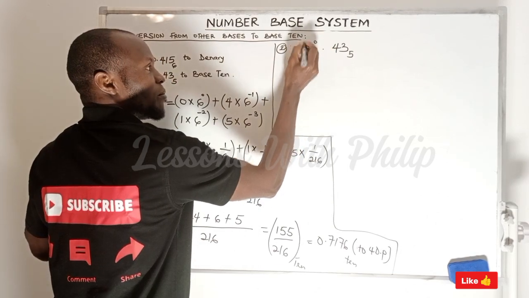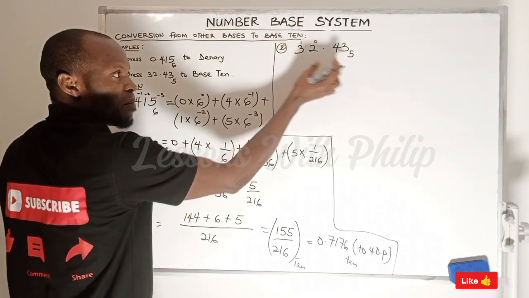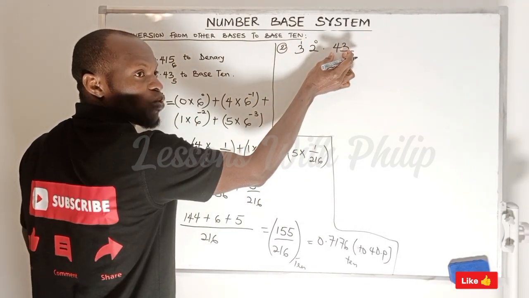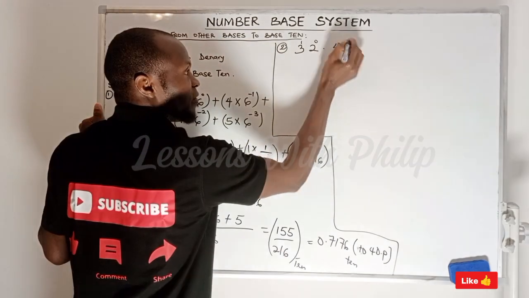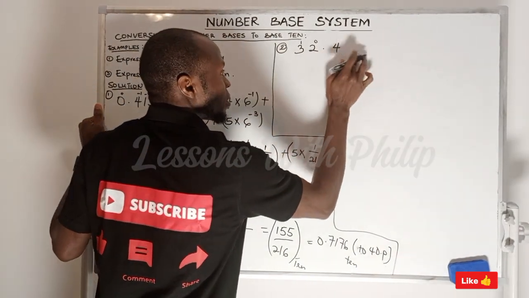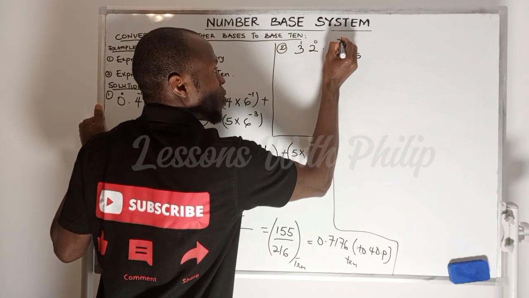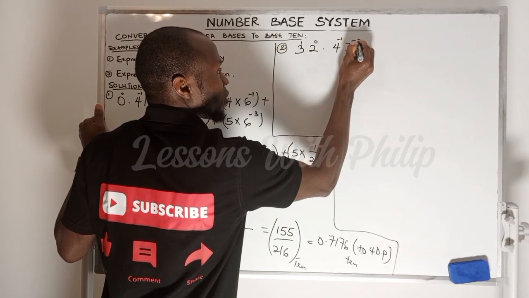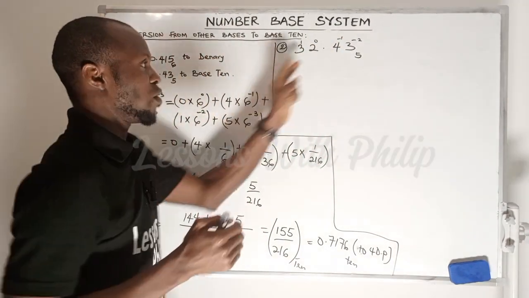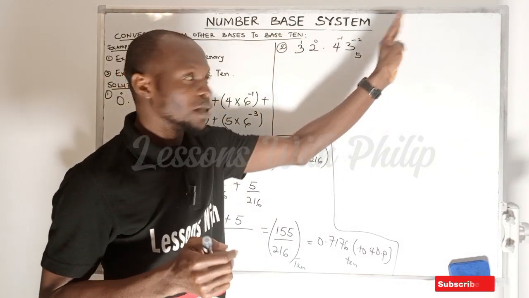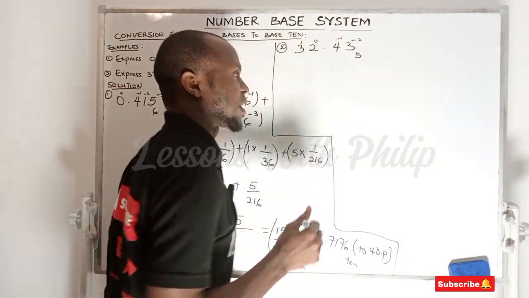0, and this one will be 1, because this is what? Whole number. While this 43 is what? Decimal number. So this will be given minus 1, while this will be given minus 2. As the numbers continue, the powers will be reducing gradually.